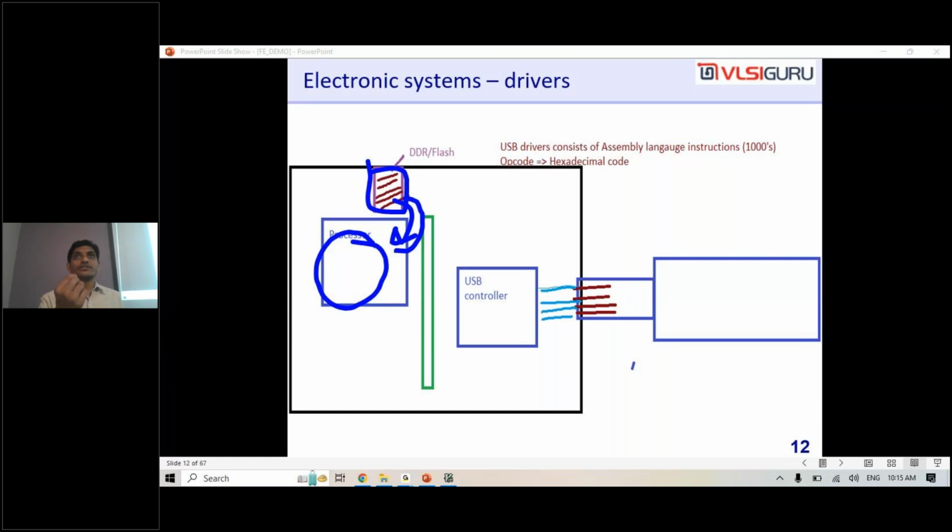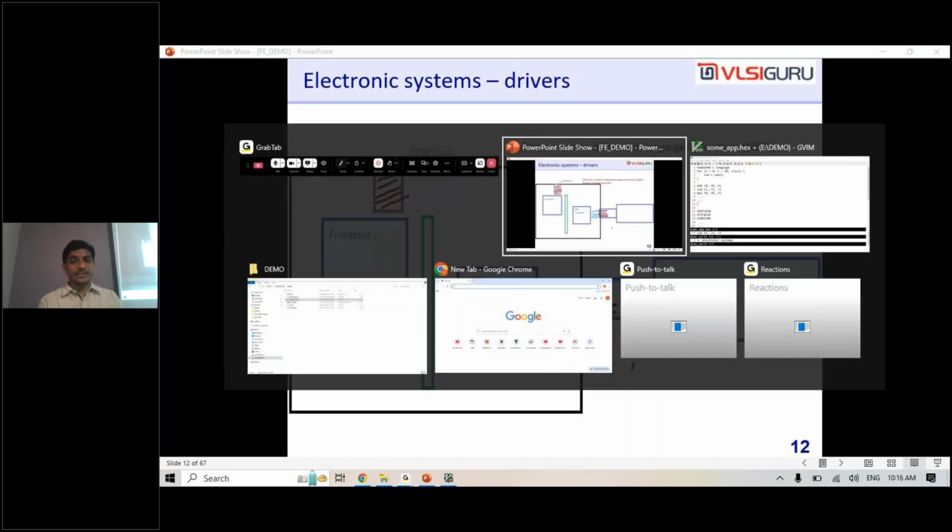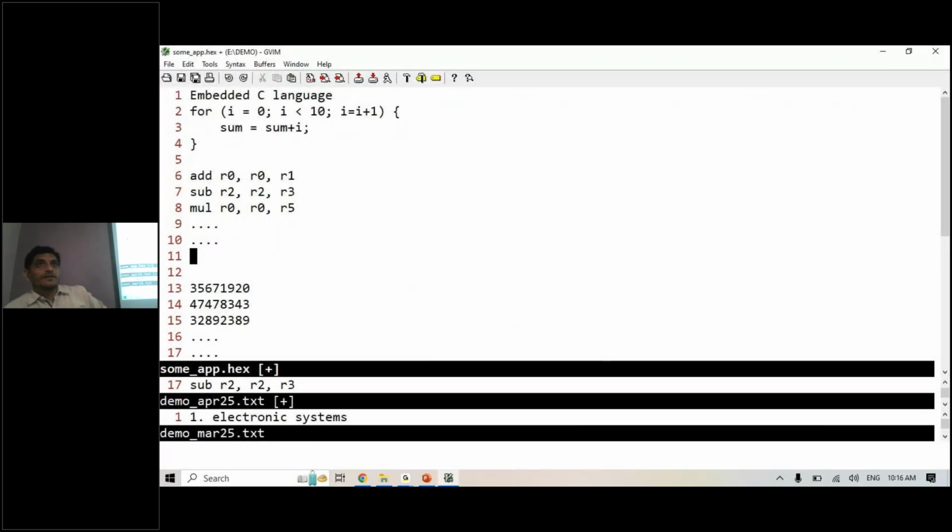So what does it fetch? It fetches the opcode, that is hexadecimal code. In which line number do you see hexadecimal code in our file? Line number 13 to 15. Is it only 3 lines? No, that's why I put dots, meaning a lot of other code is there.